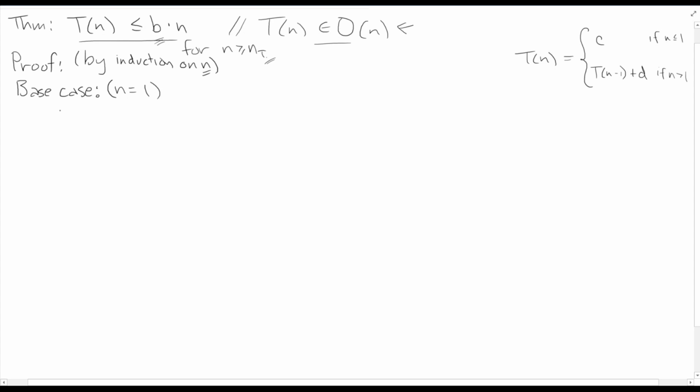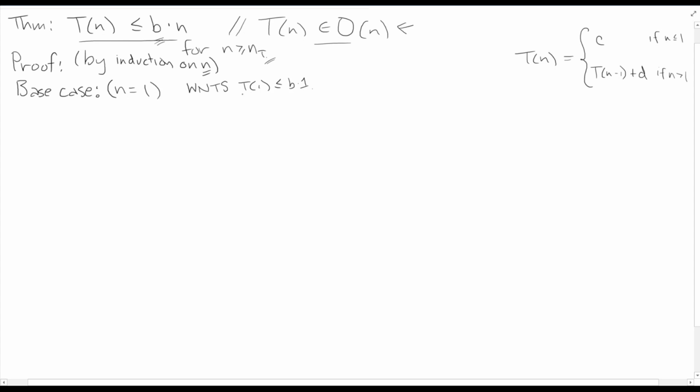Let's see what we need to prove. Now, what we're trying to prove is that T of n is less than or equal to b times n. Well, in this case, we've just said n is going to be 1. So what we need to show is that T of 1 is less than or equal to b times 1.